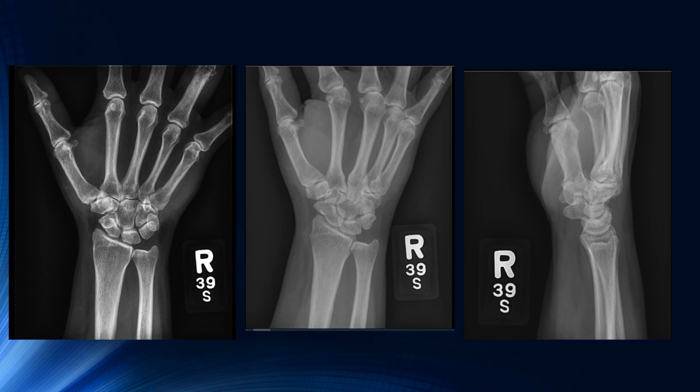Here we have a wrist series. So we have a PA, an oblique, and lateral view. I'm going to say we need a little more collimation. We should be collimating at the distal metacarpals here. Maybe a little more radius and ulna collimation here.